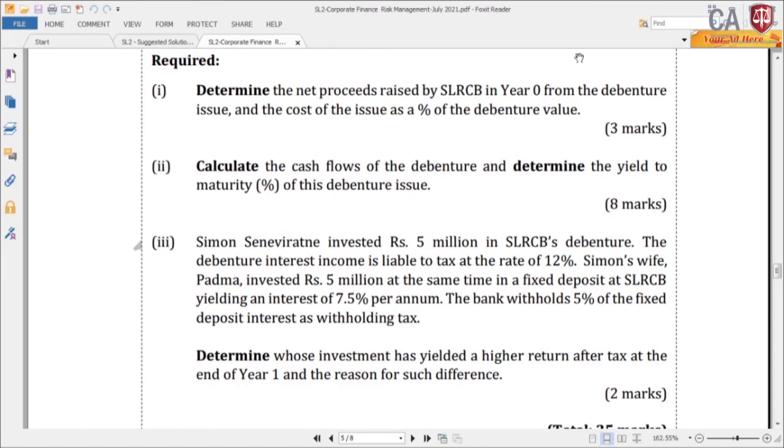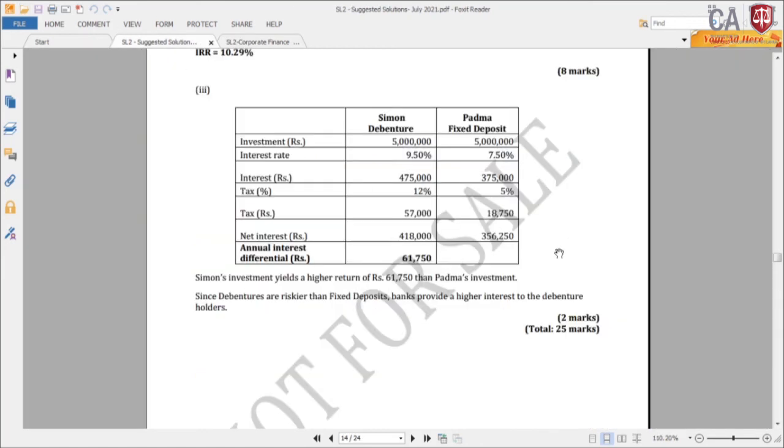They said that there are two people, right, husband and wife. Husband invests the 5 million in the debenture, wife invests the 5 million in the fixed deposit. Same bank. Husband's tax rate or the withholding tax is 12%, wife's tax is 5%. So they are asking you what is the net interest income both of them gets. From the debenture how much they get, how much fixed deposit they get. So you can see the suggested answer, the comparison is given in the table.